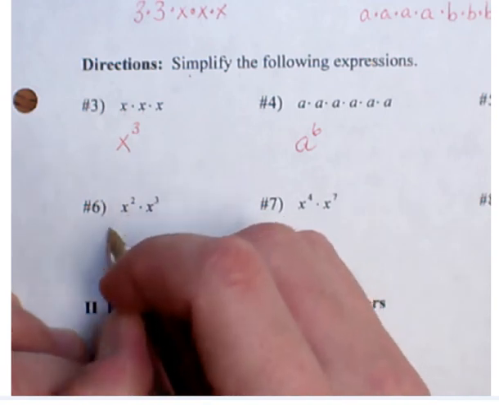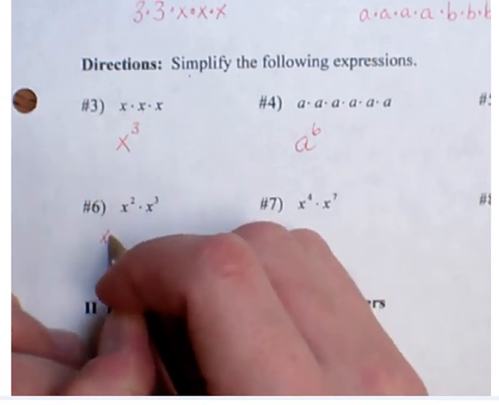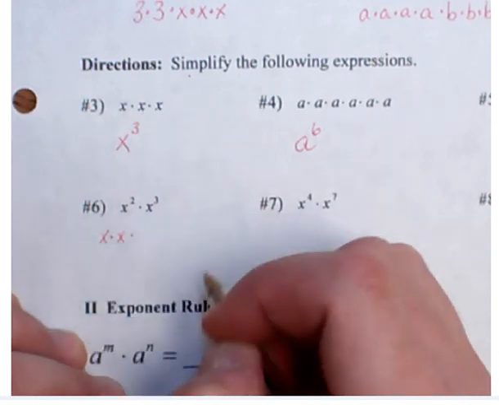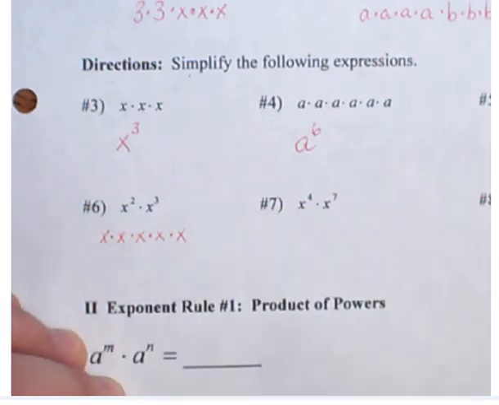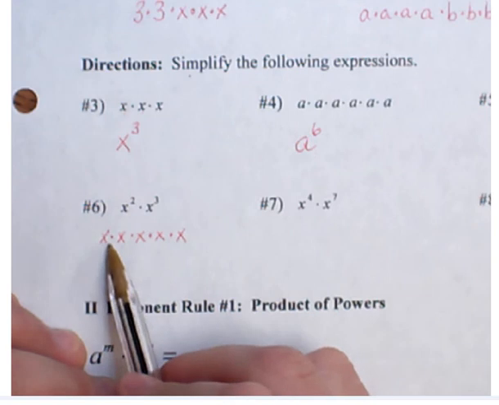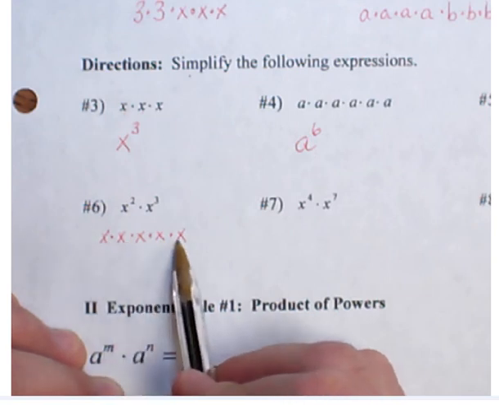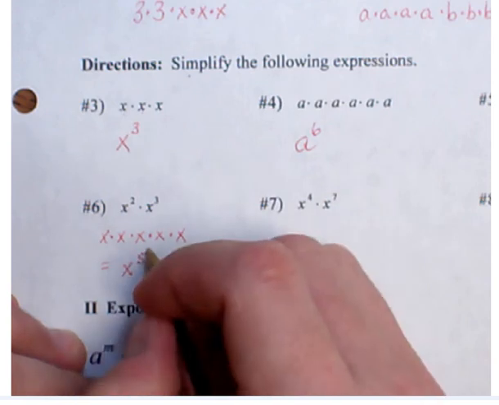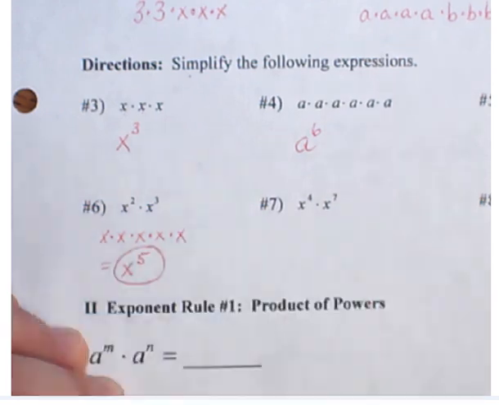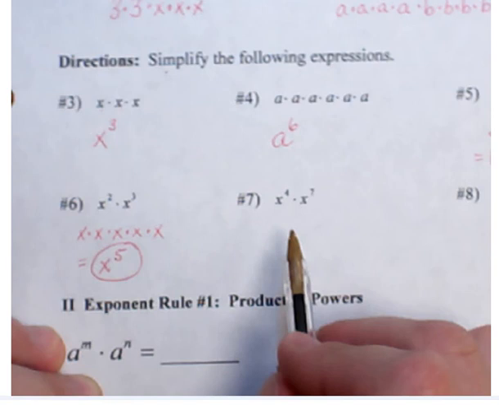Let's expand it first. X squared is x times x. And then x to the 3rd is x times x times x. Now, if you count this, how many x's are multiplying? It's x to the 5th. That's the answer.